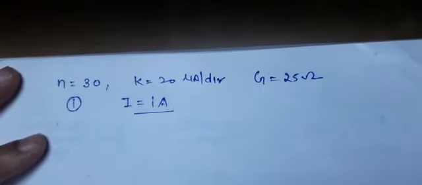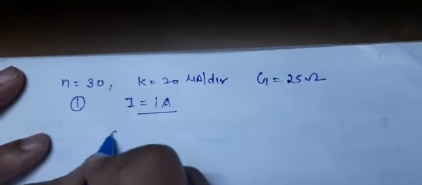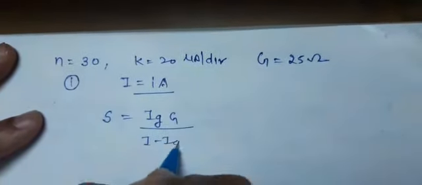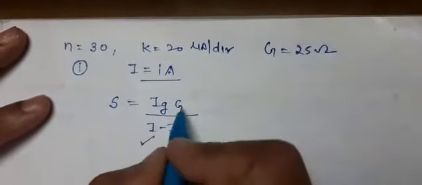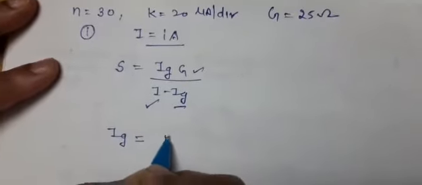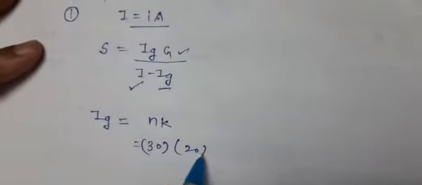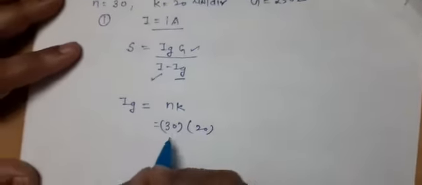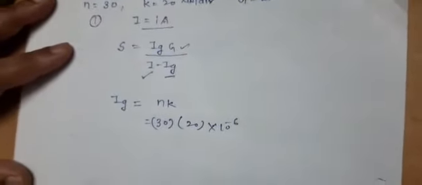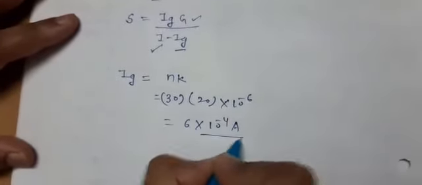So first of all, for converting a galvanometer into an ammeter we require a shunt resistance. So the shunt resistance formula will be S equals Ig G upon I minus Ig. Now I is given, G is given, what about Ig? So Ig can be obtained by taking the formula N into K, right? Current for full scale deflection, because one scale deflection is 20 microampere. So for 30 scale deflections, I am just writing micro as 10 raised to the power minus 6, it will be 6 into 10 raised to the power minus 4 ampere.